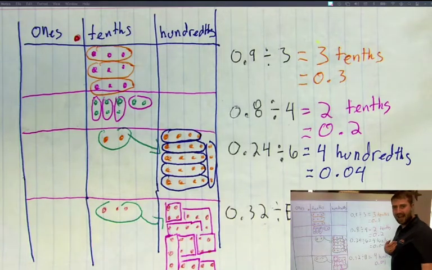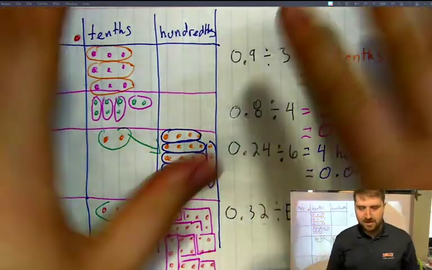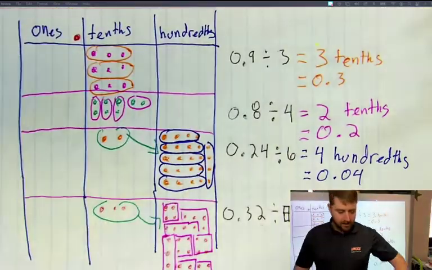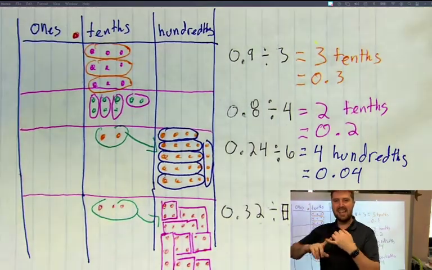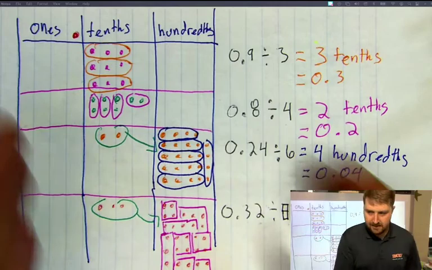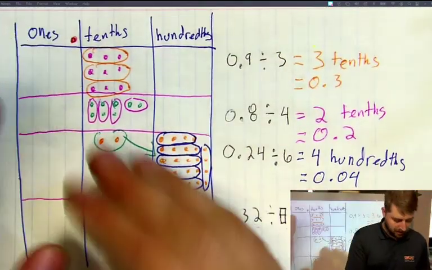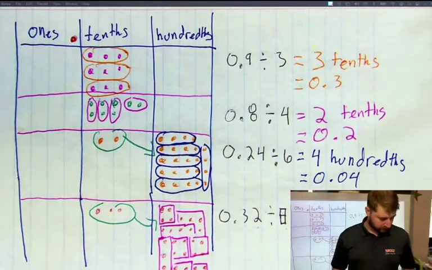I'm Mr. Spencer, and I'm here to talk about dividing decimals today. Now, if you were with us on Wednesday, these are our notes that we took together. Just like when we started adding decimals, subtracting decimals, and multiplying decimals, we made these place value columns. So we were able to draw dots and work through the problems that way.